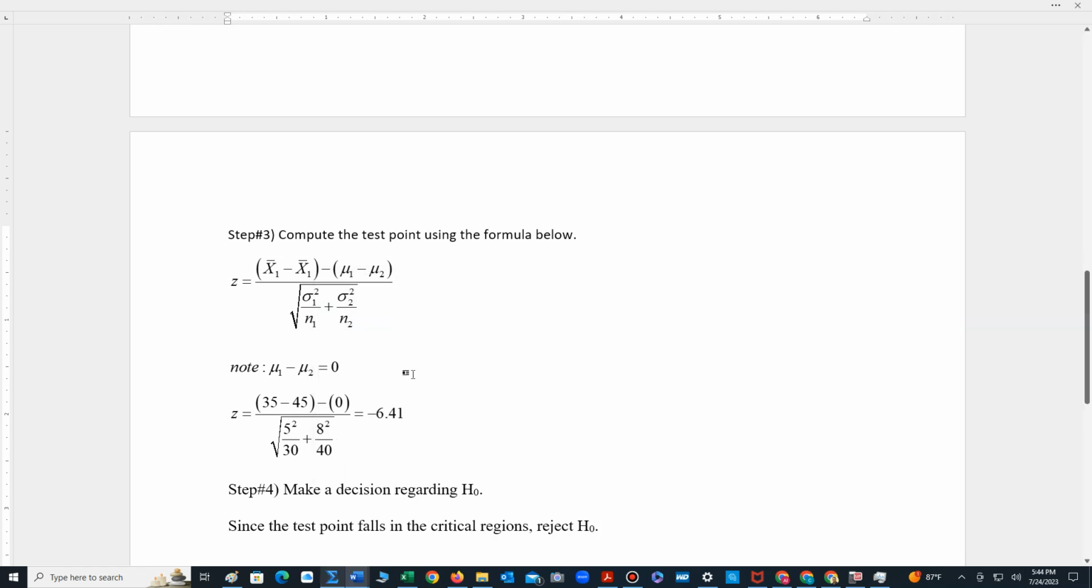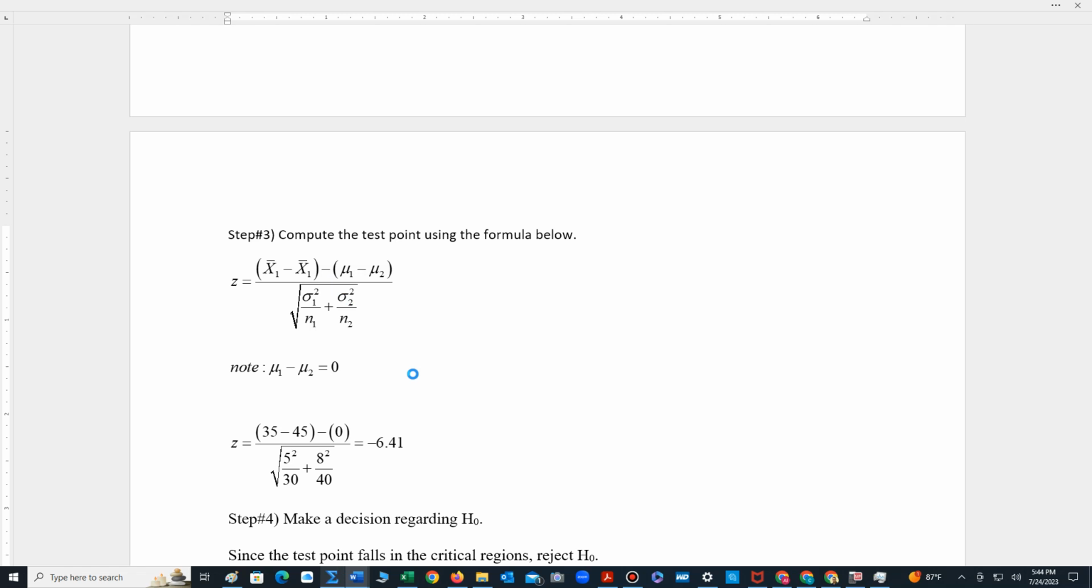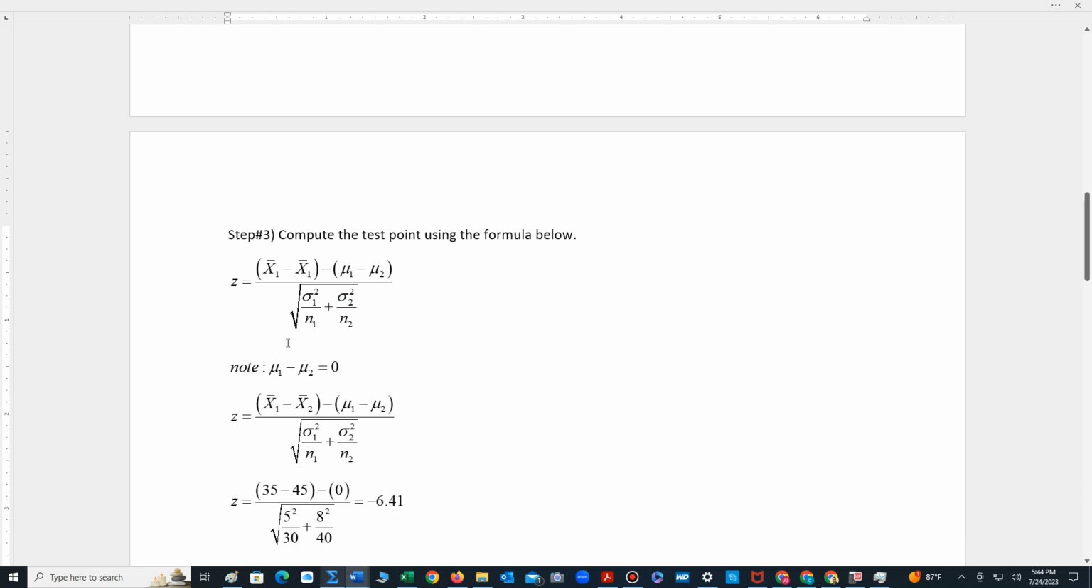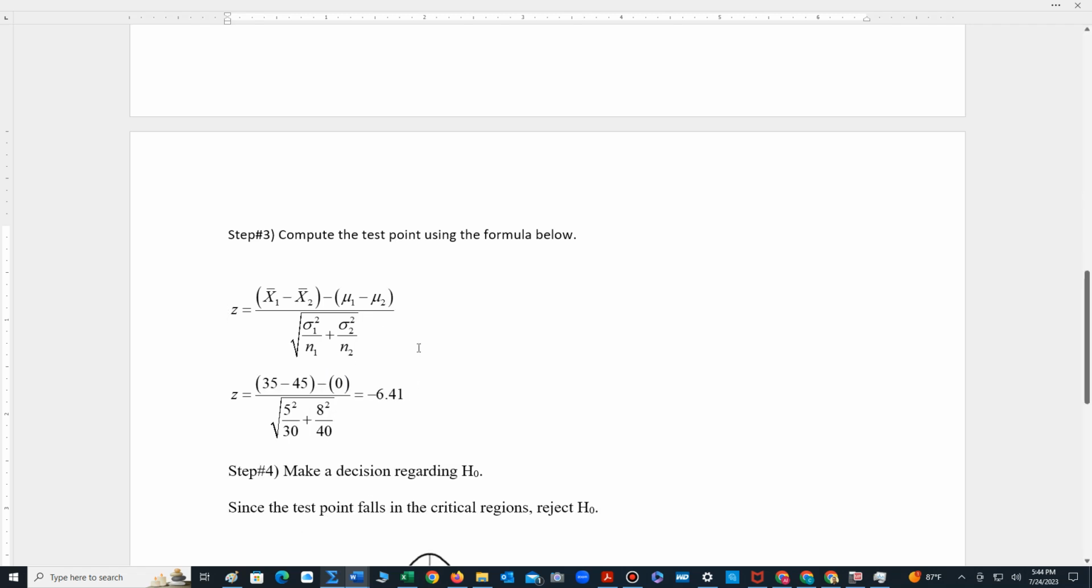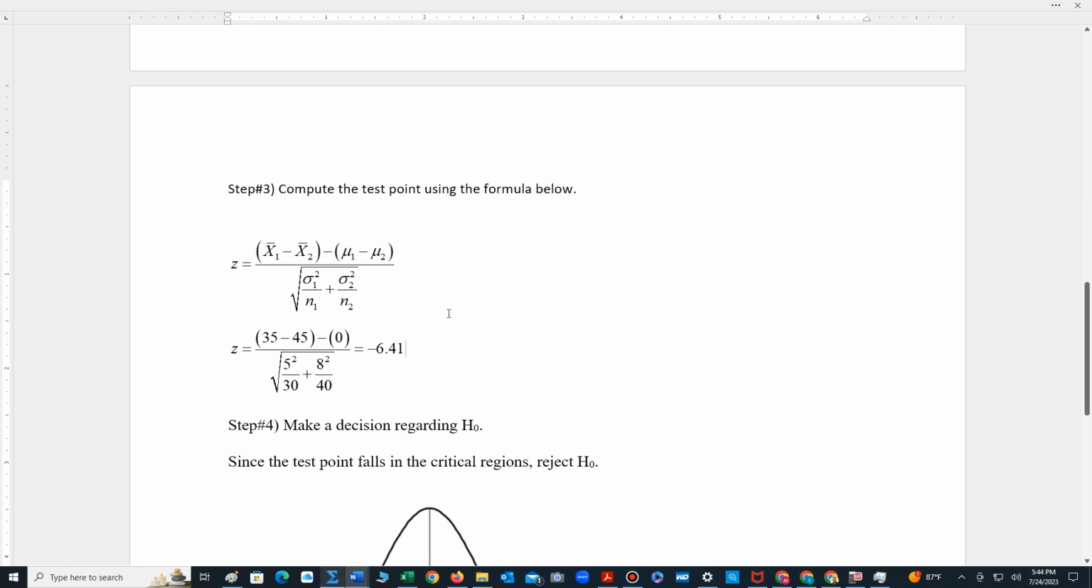And I just want to point out, let me just paste this down here, we need the difference in the two sample means, x bar 1 minus x bar 2, minus the difference in the two population means, all over radical sigma 1 squared over n1 plus sigma 2 squared over n2. And then we have to take note that the difference of the two population means is always 0. So let me cut that out. And so now we're ready to perform our calculations.